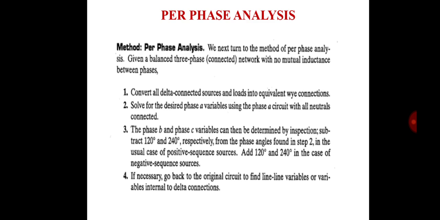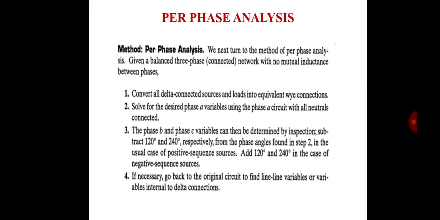Subtract 120 and 240 degrees respectively from the phase angles found in step 2 in the usual case of positive sequence sources. Add 120 and 240 in the case of negative sequence sources. If sources are positive sequence, then what do we do? Subtract 120 and 240 degrees respectively from the phase A value, and if negative sequence sources, we add 120 and 240 respectively.